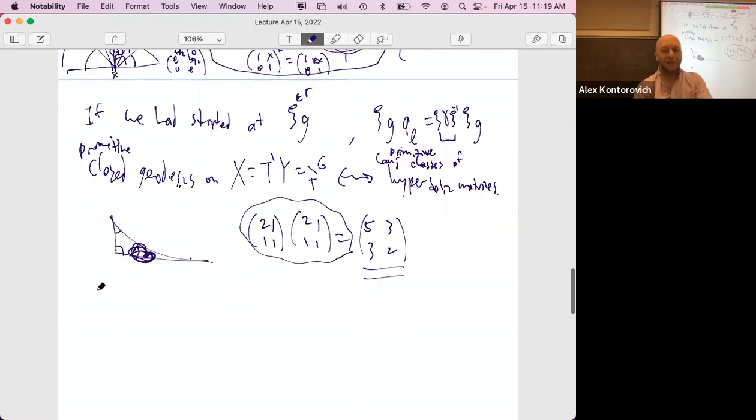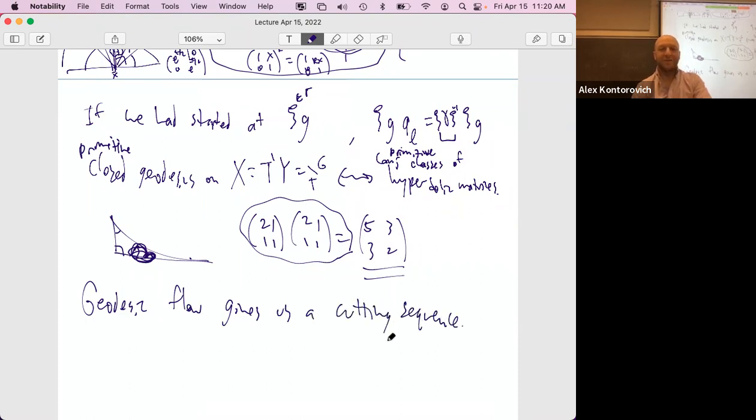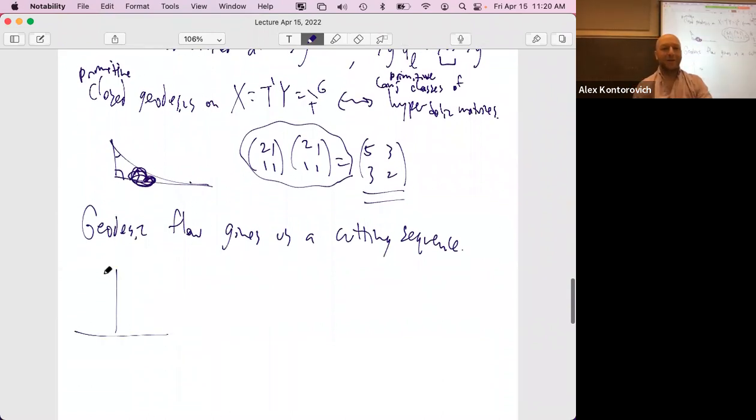The closed geodesic. Following the geodesic flow gives us a cutting sequence. Now, the wrong way to do it is from this point of view, this standard fundamental domain. As you follow the geodesic flow, you say, did I hit the wall where I have to use T inverse to move back into the fundamental domain? Or did I hit a wall where I have to use S? So this would be called the S wall. This would be called the T inverse wall. This would be called the T wall, right? Which element do I have to apply to get myself back into the fundamental domain?